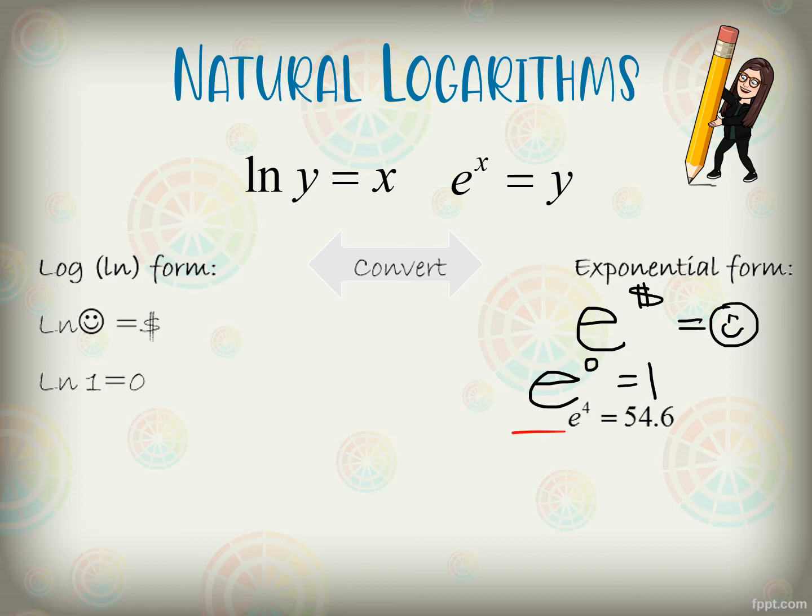Now let's go the other direction. If I give you a base e, you know you got to write ln. And again, I actually prefer a cursive L. The exponent becomes the answer. What's remaining becomes your value. And this you could check in your calculator.